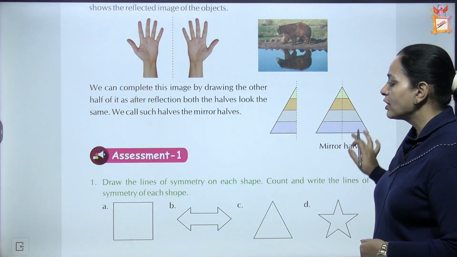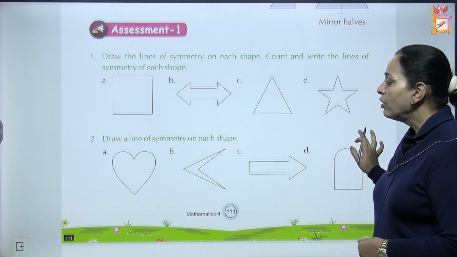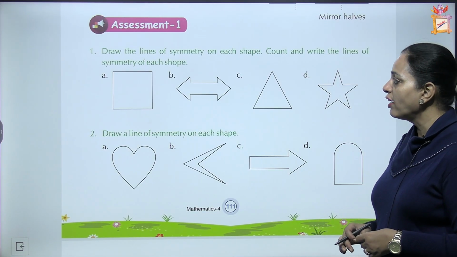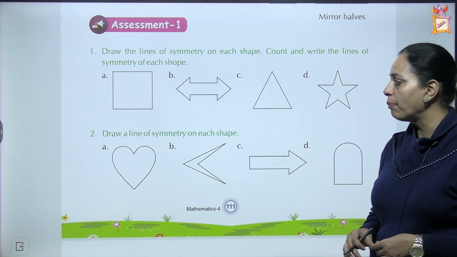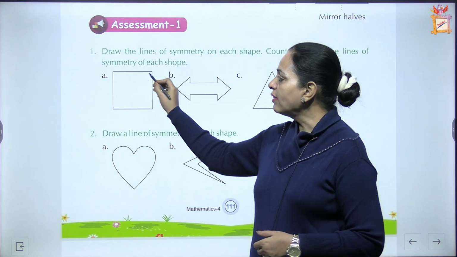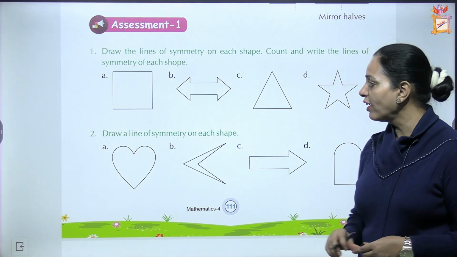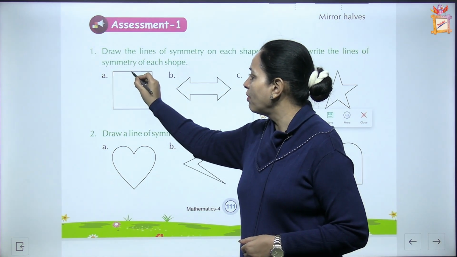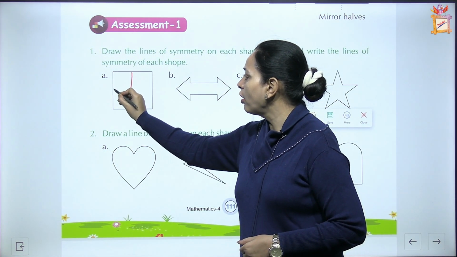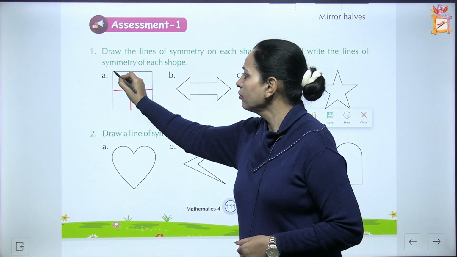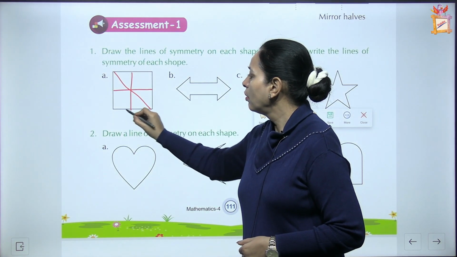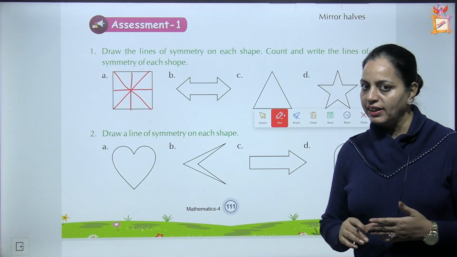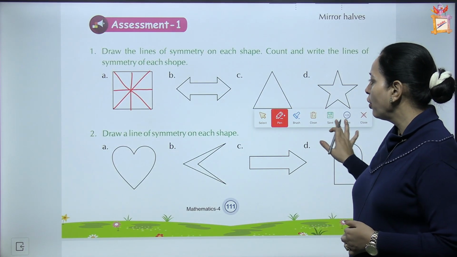Right, now assessment 1, question number 1, draw the lines of symmetry on each shape. Count and write the lines of symmetry of each shape. So here A part, this is a square. You know how many lines of symmetry we have? We have 4 lines of symmetry. So draw it very carefully. I am doing it without a scale, that's why it's coming like this, but you have to do it carefully.